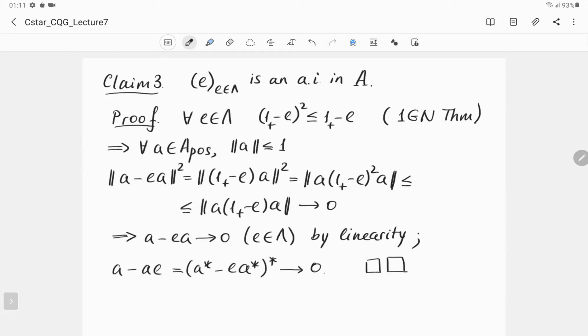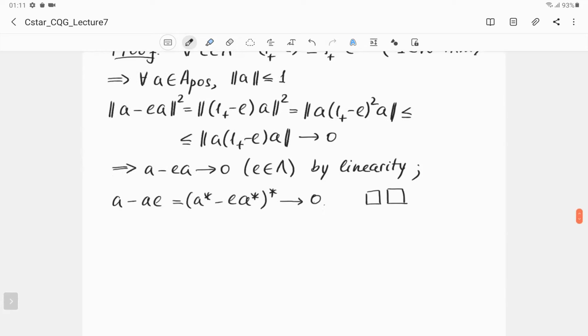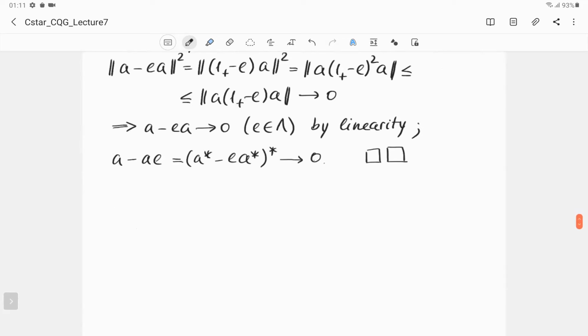So we have constructed an approximate identity. By the way, of course, this proof gives us some kind of universal approximate identity which exists in any C-star algebra. But in some special cases, we can construct a more optimal approximate identity.